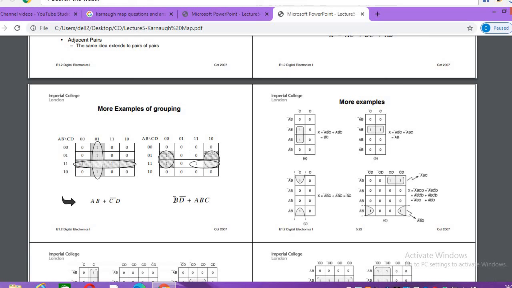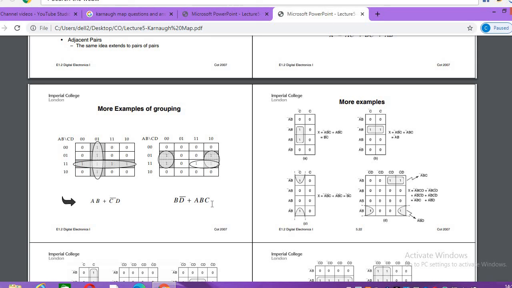See, these 2 ones and these 2 ones are grouped into one single group. For these 4 ones, what is common here? Now 1, 1 is common. So this is known as my B. And for the column things, see, here 0 is there, here also 0 is there. So 0 is common, and 0 means D prime. So BD prime plus ABC.